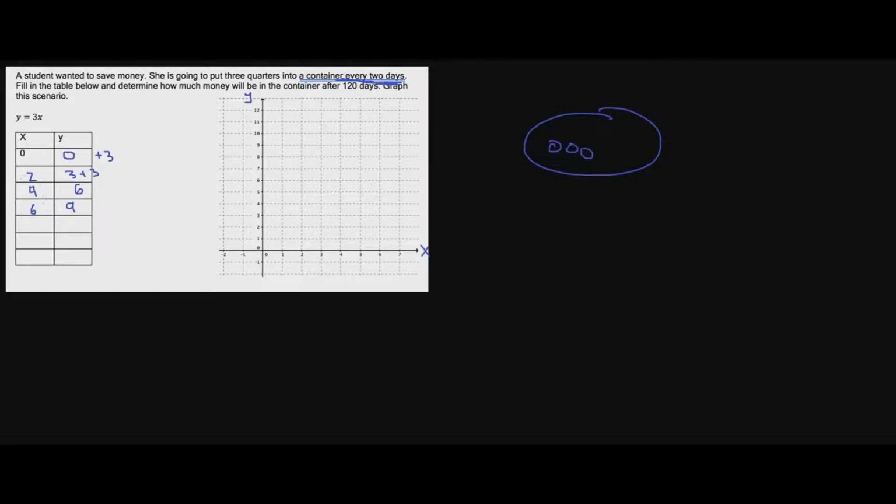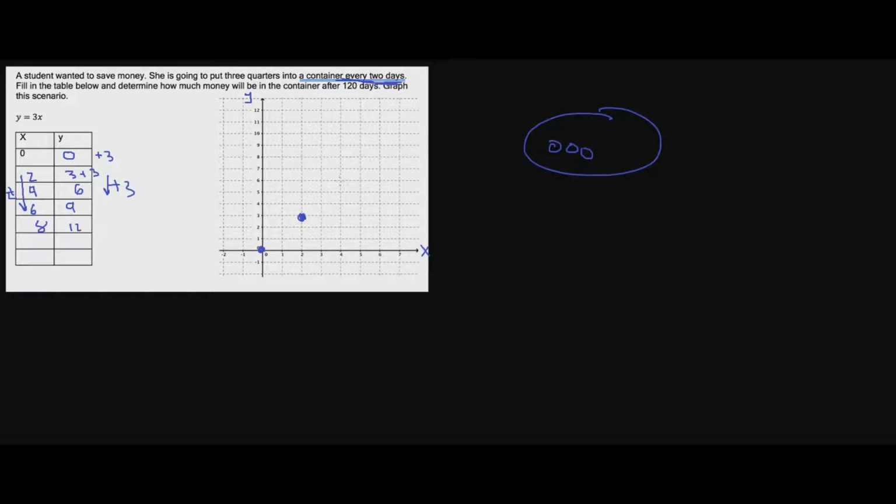Just adding by 2s on the x-axis, we're adding by 2, and over here, we're adding by 3. So 8, this is 9, 10, 11, 12. So let's go ahead and graph this. When x is 2, we're going to go up 3. There it is. And then when x is 4, we're going to go up 6.